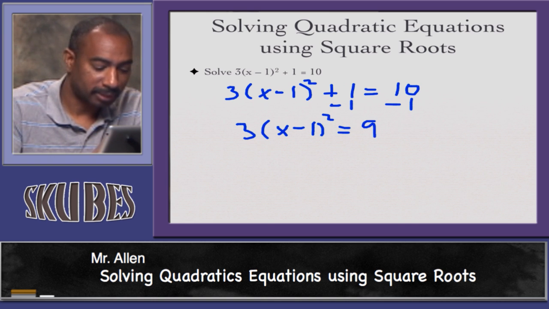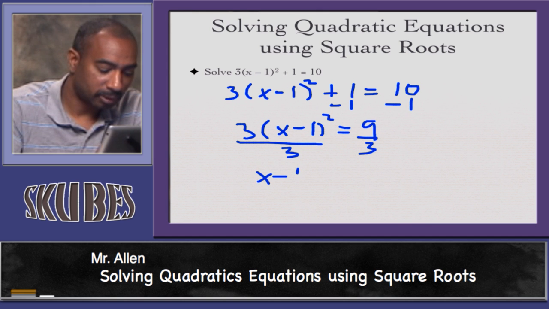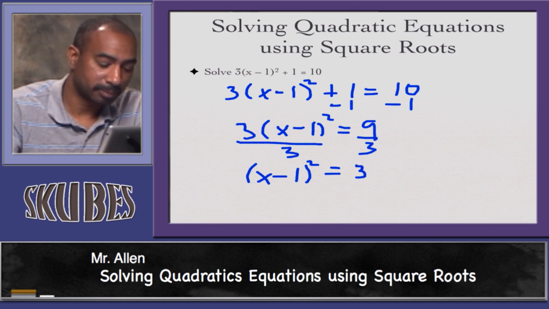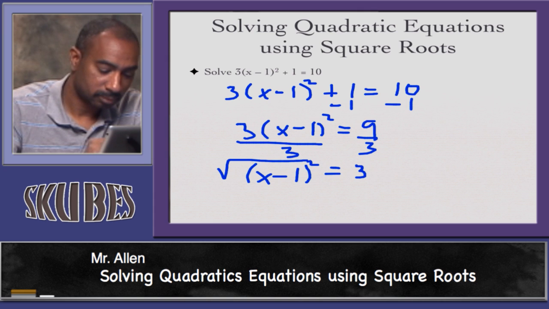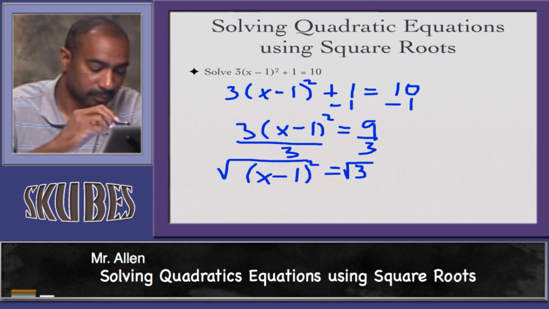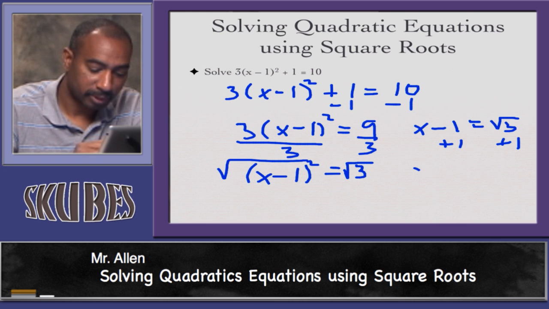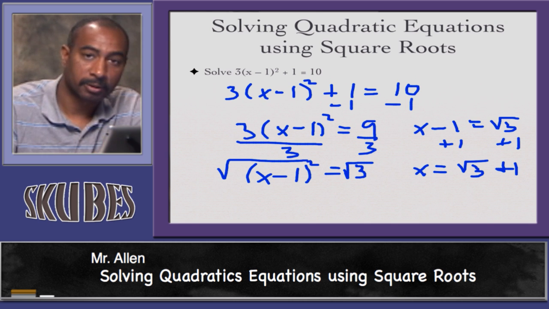And I have a 3 multiplied to this quantity here, so I can divide both sides by 3. So I got (x minus 1) squared equals 3. And then I could take the square root of both sides. So now I'm left with x minus 1 equals radical 3. And if I add 1 to both sides, I'm left with x equals radical 3 plus 1. This concludes our lesson for today.